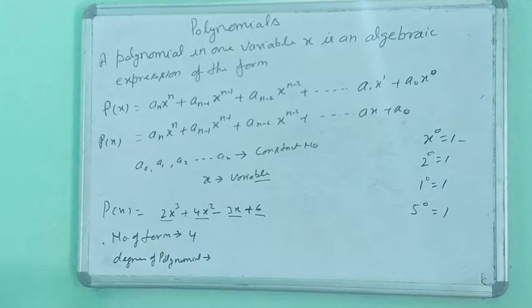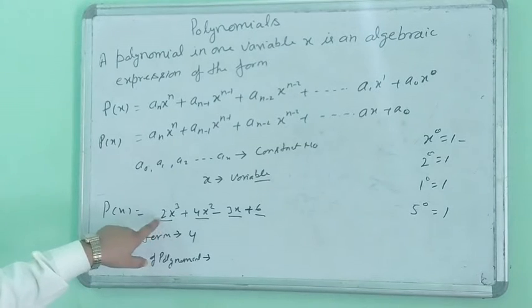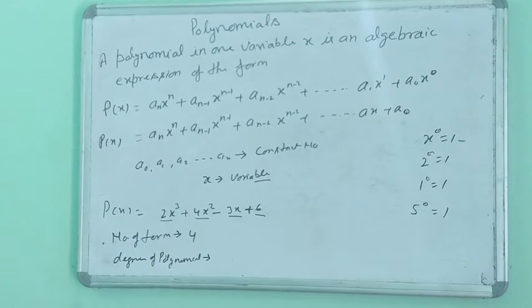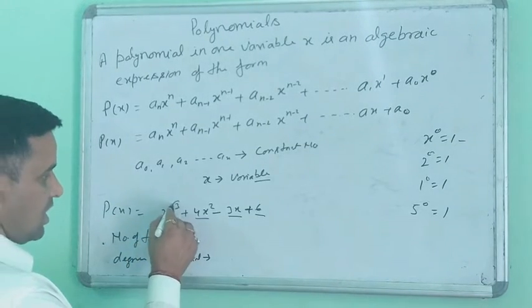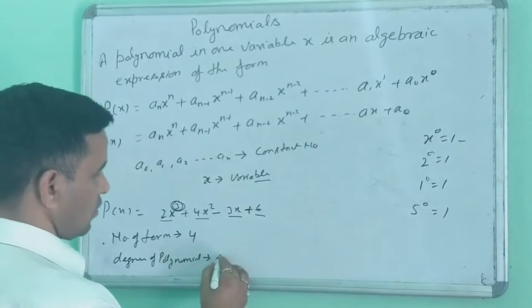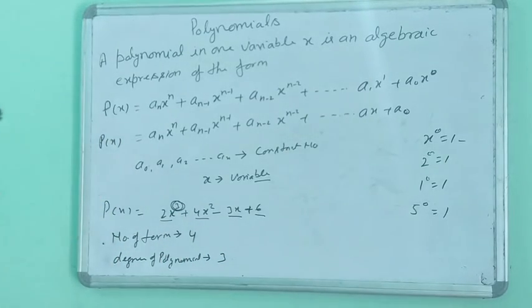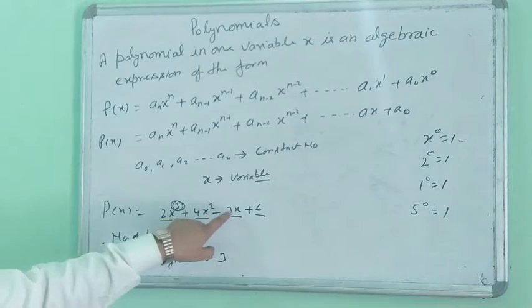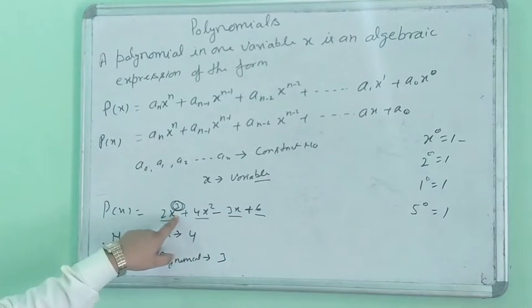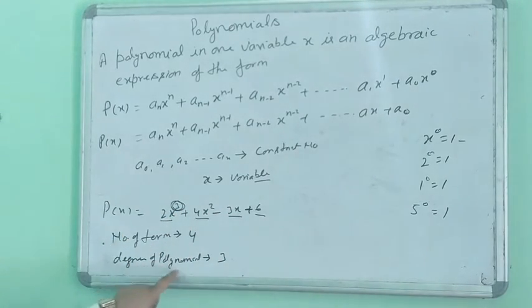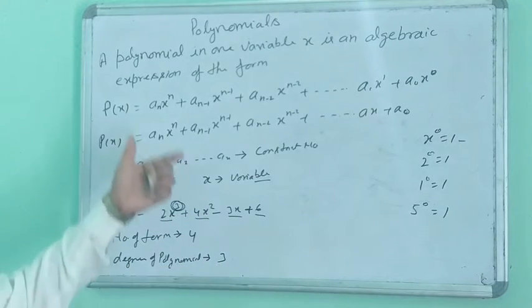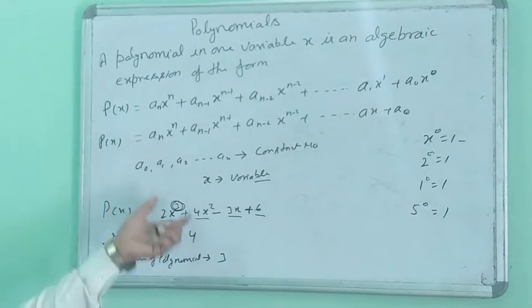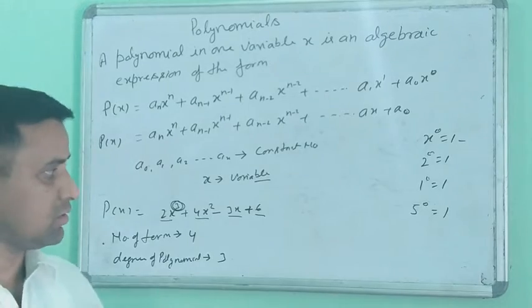Degree of the polynomial क्या है? The degree of the polynomial is the highest power of the variables. This is called the degree. The degree here is 3. What is the highest power here? Here 2, here 1, here 0 power. The highest power is called the degree. The degree of the polynomial here is 3. Yes, you note down. Then you will start how many types of polynomials there are.